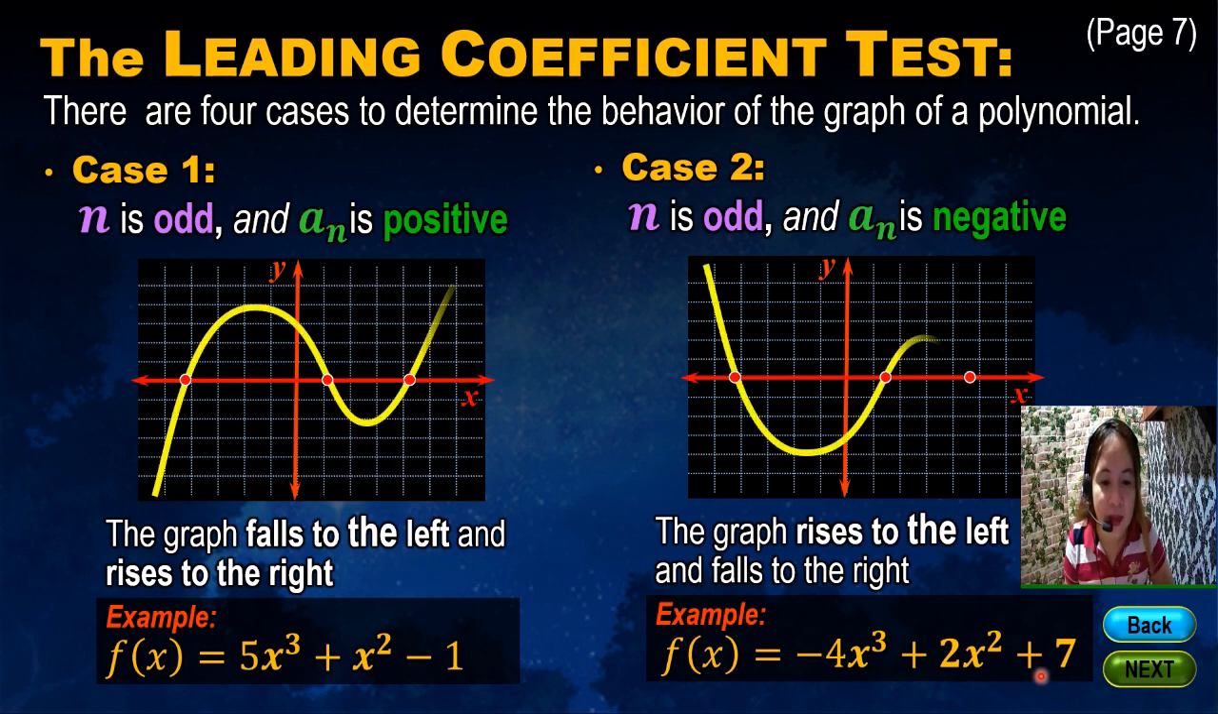So, ulit, ano ba yung degree niya? What is the degree? The highest degree is 3. And 3 is an odd number. Tapos, yung leading coefficient niya ay negative 4. So, ibig sabihin, negative 4, negative number. So, the leading coefficient is a negative number. Ulitin natin. Kapag ang degree ay odd number, at ang leading coefficient ay negative number, automatic yung graph rises to the left. Ito yung left side mula sa taas and then falls to the right.